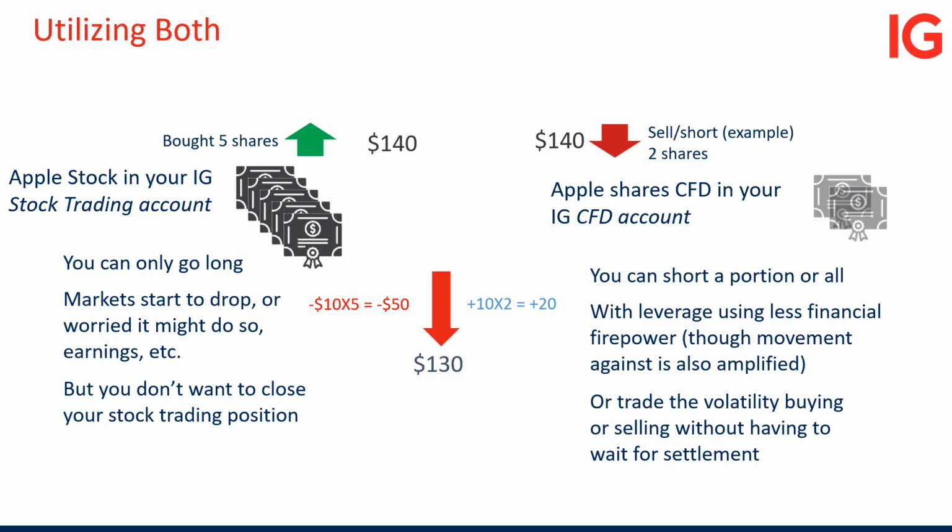But in this example over here, you've got 5 shares on one side in your IG stock trading account. Prices went from 140 to 130. That's a $10 loss times 5. That's $50 you've lost. But look at the other side on the IG CFD account.